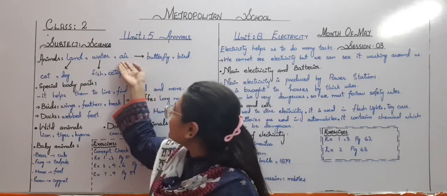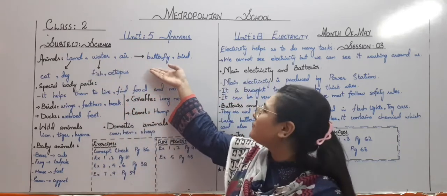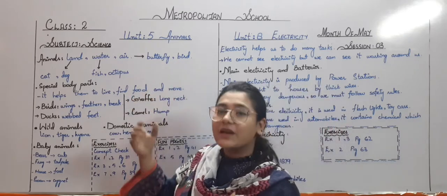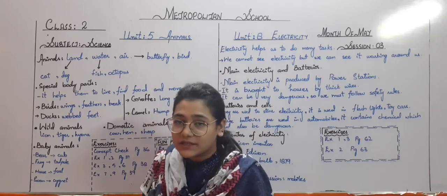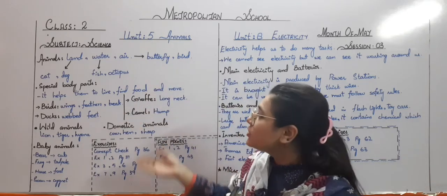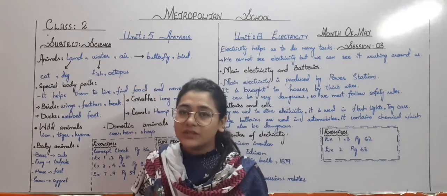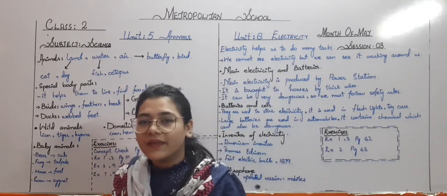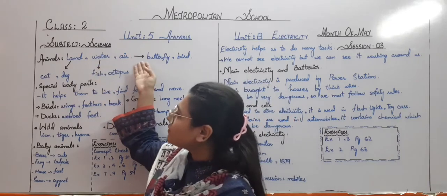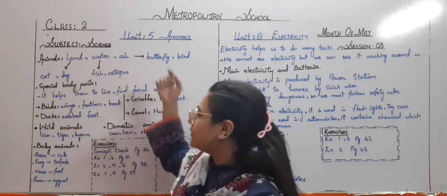Then comes air. Which animals live in the air? We have butterflies and birds. But you can also see that butterflies are found on land, on the flowers and other things. And birds are also found on trees, right? So we have so many animals which live in the air but they come on land as well. So we have 3 types of animals: land, water and air.